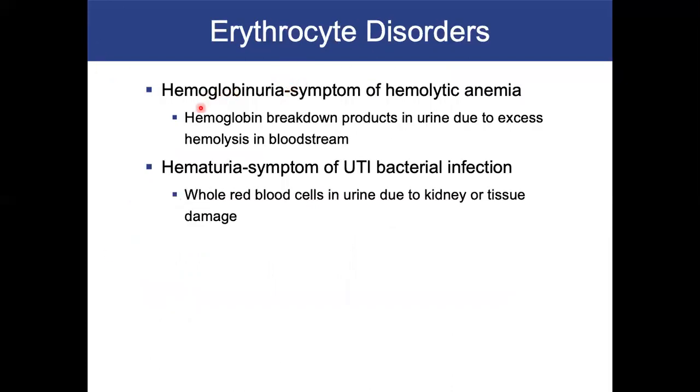You can skip this, I don't ask this, but hemoglobinuria, symptoms of hemolytic anemia. So if your red blood cells are getting destroyed excessively at the liver, you're going to kick out hemoglobin in the bloodstream. Hematuria can be a symptom of UTI, bacterial infection. This would be whole red blood cells in the urine.